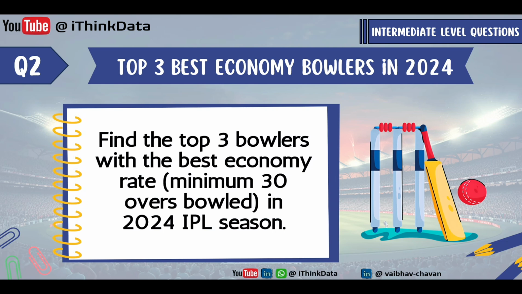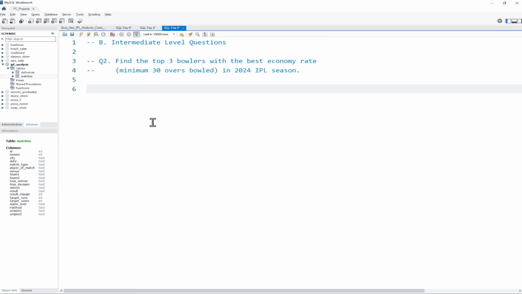Intermediate level, second question is top 3 best economy bowlers. So the question is find the top 3 bowlers with the best economy rate, that is who have bowled a minimum of 30 overs in the 2024 IPL season. Next, let's move on to the bowlers. We want to find out the top 3 bowlers with the best economy rate in the 2024 IPL season, but only considering those who bowled at least 30 overs.